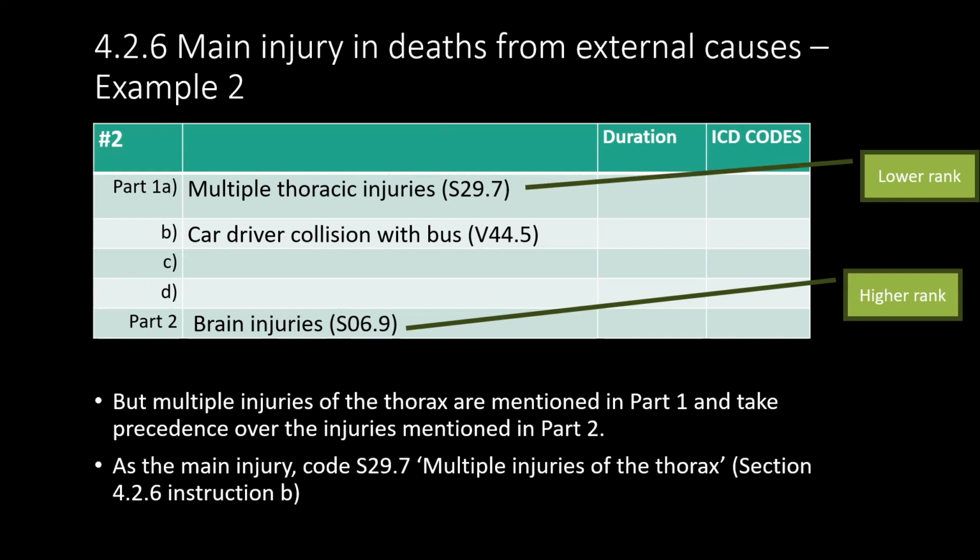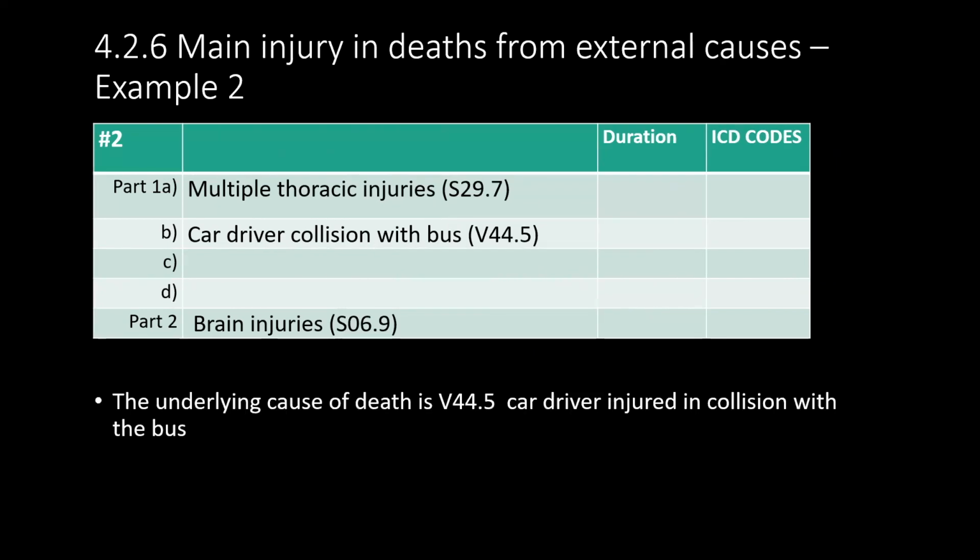As the main injury code, S29.7, multiple injuries of thorax, section 4.2.6, instruction B, and the underlying cause of death is V44.5, car driver injured in collision with the bus. Main injury is S29.7, multiple injuries of the thorax.